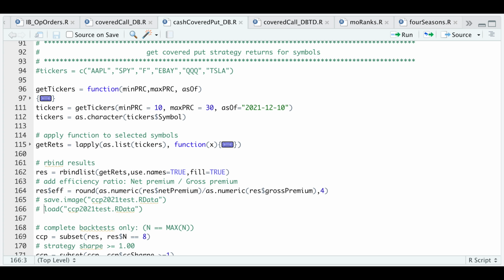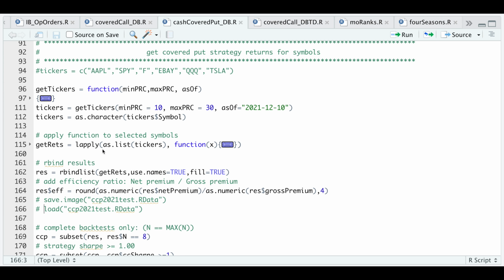Today I'll be showing you guys the results on a cash covered put strategy backtested over several months. So what I did on this backtest is I built a function to get all the available tickers in my database, and I tested those stocks with the price range of 10 to 30. So in this line I'm just getting all the tickers that meet this criteria as of December 10th, 2021.